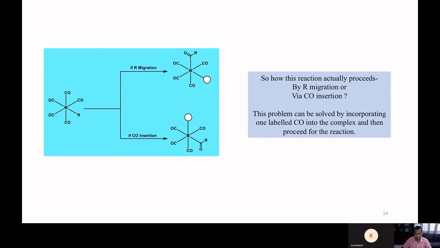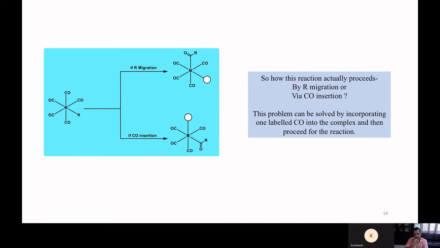Okay. Now this is a very important and critical question. If the R group is migrating, let's say R migrating to this axial position, you will get this product and this place will be vacant. Now, if CO is migrating, this CO is migrating over here, then this place becomes vacant and then you get COR. If you do this reaction under excess CO, this vacant position will be taken up by carbon monoxide. Right.